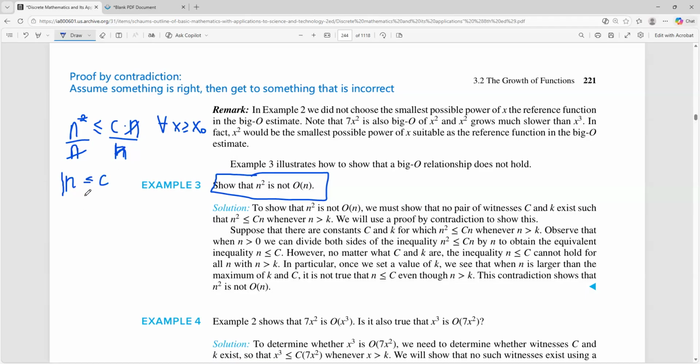Is this true? Someone in the chat, is this true? Remember, n is a function and c is a constant. Is n always less than or equal to c? Someone in the chat answer that, please. No. Why is that? Someone answer me. Why is it the case that n is never less than or equal to c?